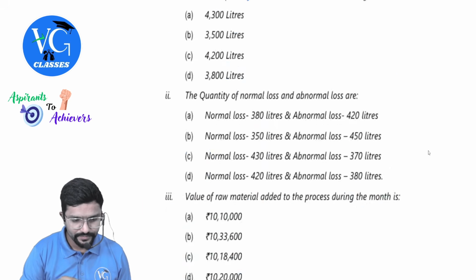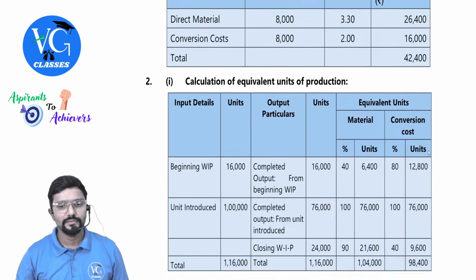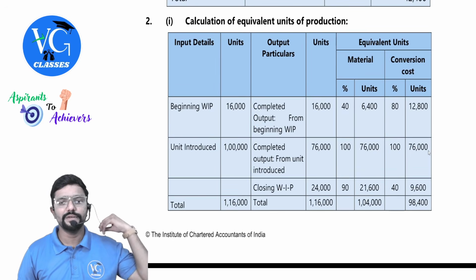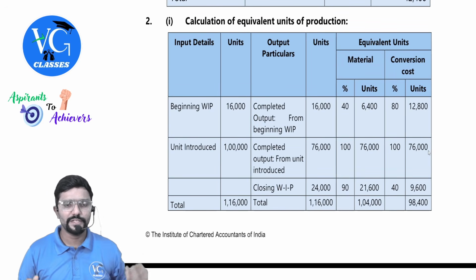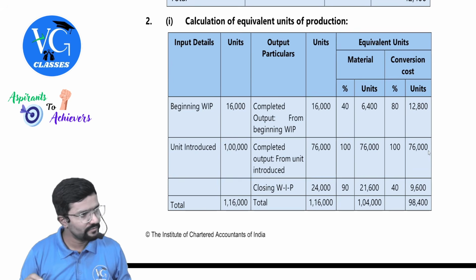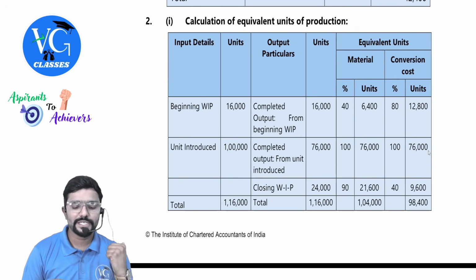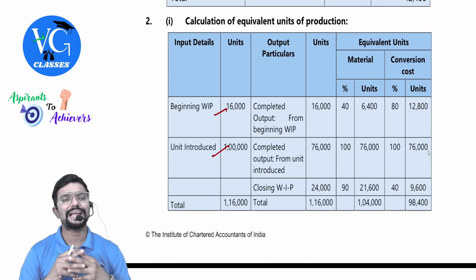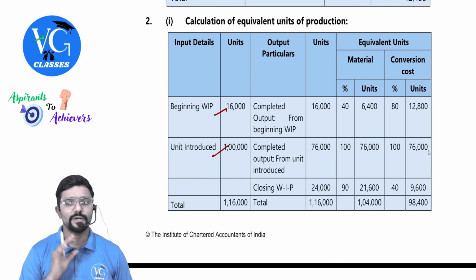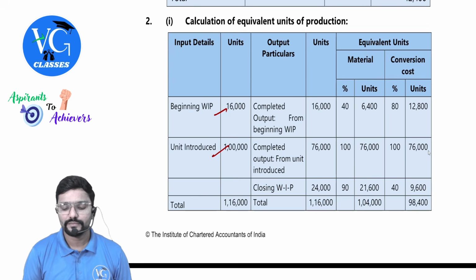Come to the solution. Calculation of equivalent units of production. Now, sir, which method did they mention? FIFO they have mentioned. FIFO method. So first input 16,000 plus 1 lakh, 1 lakh 16,000. Coming to the output, what is the total output transferred?